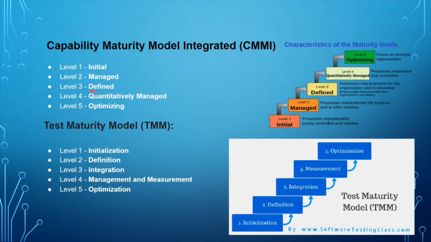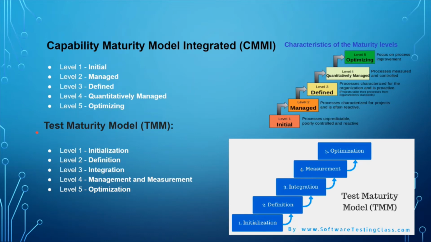Level 3 is defined. A set of processes are defined and documented at the organizational level. Those defined processes are subject to some degree of improvement. Then we have quantitatively managed. This level uses process metrics and effectively controls the processes that are followed. Then we have optimizing. This level focuses on continuous improvement of the processes through learning and innovation.